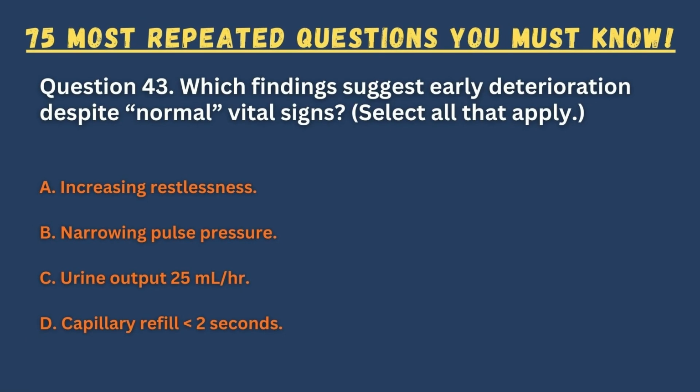Question 43. Which findings suggest early deterioration despite normal vital signs? Select all that apply. A. Increasing restlessness. B. Narrowing pulse pressure. C. Urine output 25 milliliters per hour. D. Capillary refill less than 2 seconds.